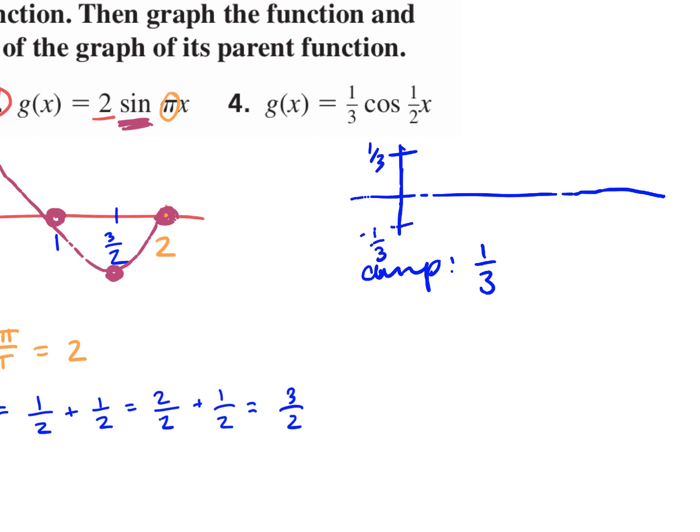What should we find next? The period. How do we find the period? 2 pi over b, and what's our b? 1/2. Oh no, dividing with a fraction. What do we do? Keep, change, flip. Keep the top, change to multiplication, flip the bottom. So we have 2 pi times 2 over 1, which is 4 pi. So our period ends at 4 pi.